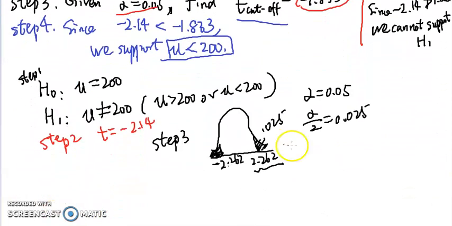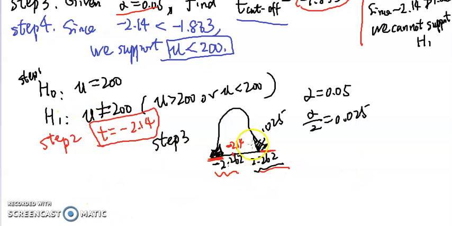Okay, so for two ends, we have two cutoff t-values. One is negative, the other is positive. So let's put a negative 2.14. It's a little bit to the right of negative 2.262. So as you can see, this number does not fall in either of the regions. Not here, not here. So which means we cannot reject H0, which means we cannot support H1.